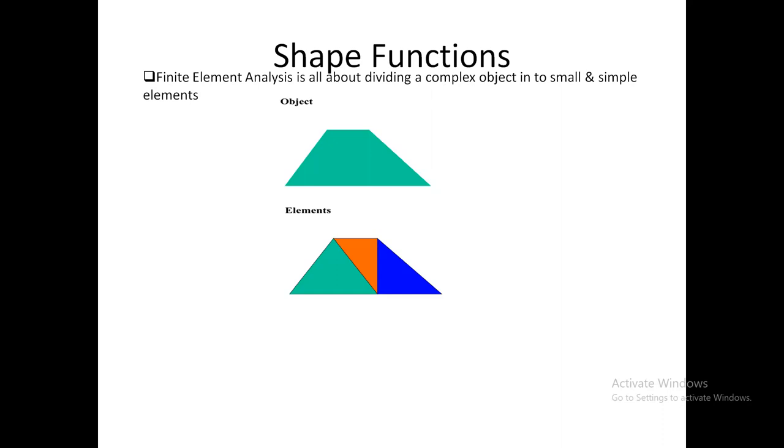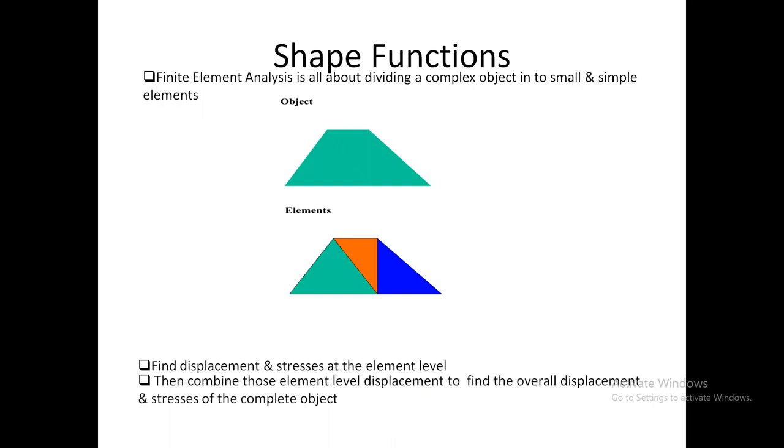these independent elements. So we take each element, and we find the displacement and stresses at the element level. Then we combine all those independent element-level displacements into a global, or overall, displacement. At the complete object level we find the global displacement.